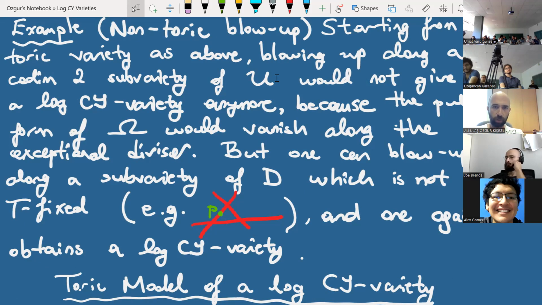You can blow up along a subvariety of the boundary divisor which is not T-fixed. An example in connection to the surface example above would be to pick P something like that, on one of the boundary lines, but not on the corners. That kind of blow up is called a non-toric blow up, and then it works. If you do this, what you obtain is another log CY variety.